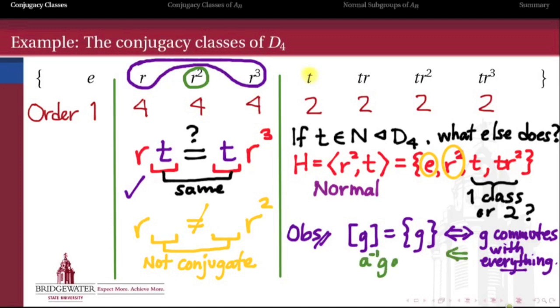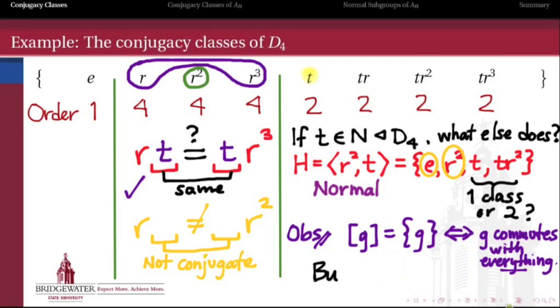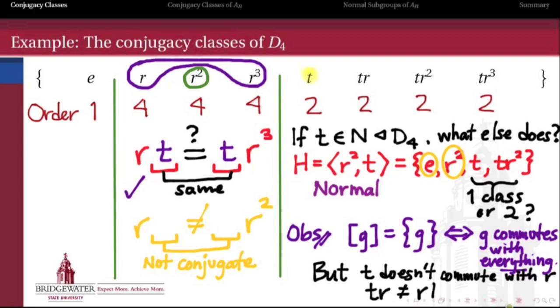Why is this? Well, if G commutes with everything, then A inverse GA will always be equal to G. And going the other direction, if there's something in the conjugacy class besides G, then that must mean that that's an element that G doesn't commute with. B inverse GB will not be equal to G. So then the only question is: is there something with which T does not commute? Well, sure, T does not commute with R, because TR is not the same as RT in this group.